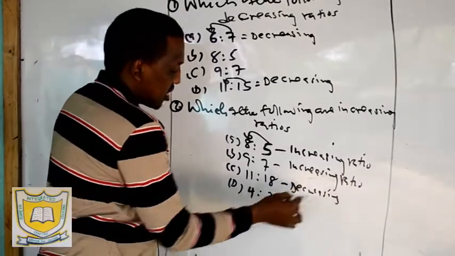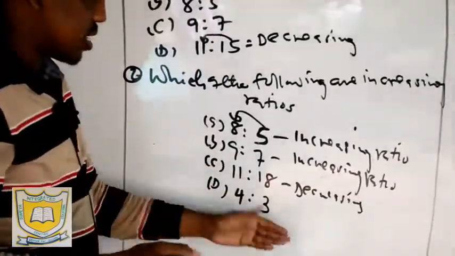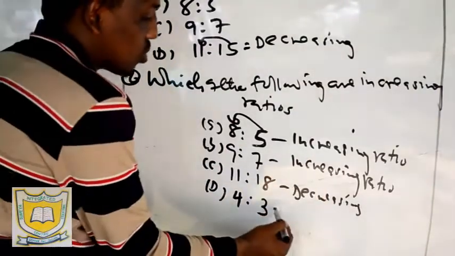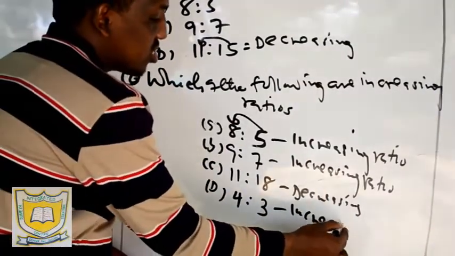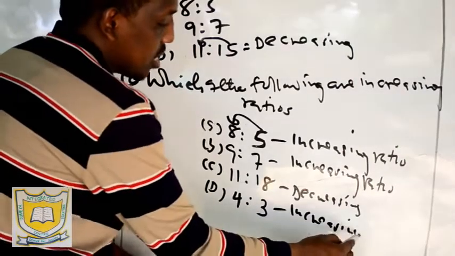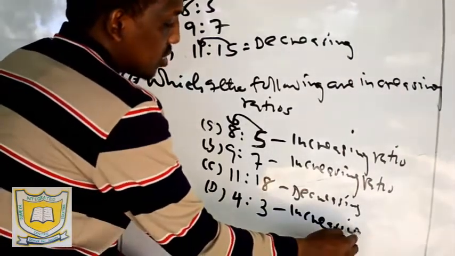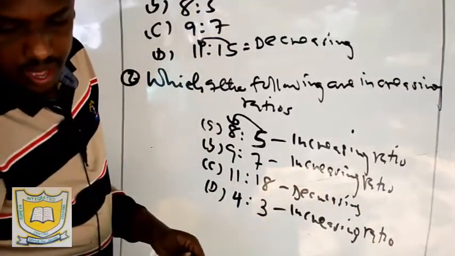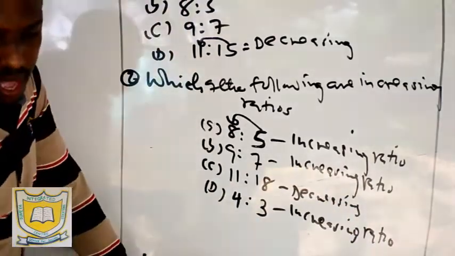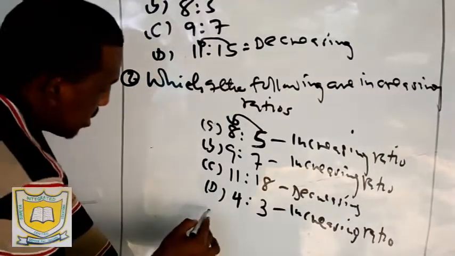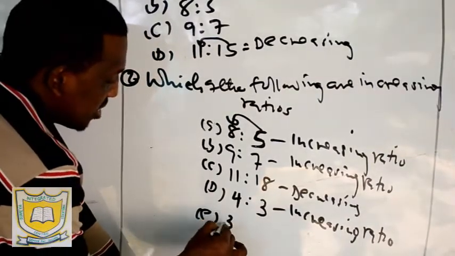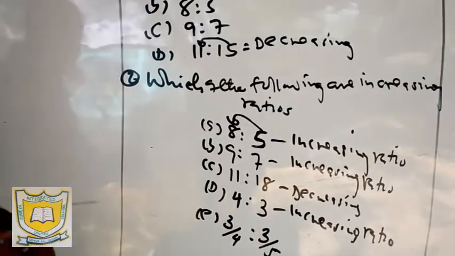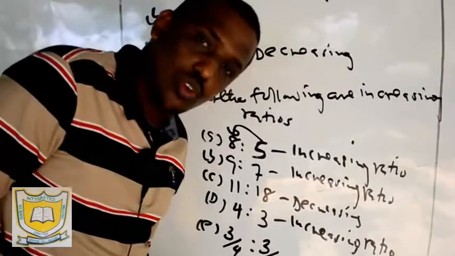3 to 4: it was 3, it became 4. It has increased now, so this one is called an increasing ratio. And then you are given E, 3/4 to 3/5. You are told, is this one an increasing ratio or a decreasing ratio?